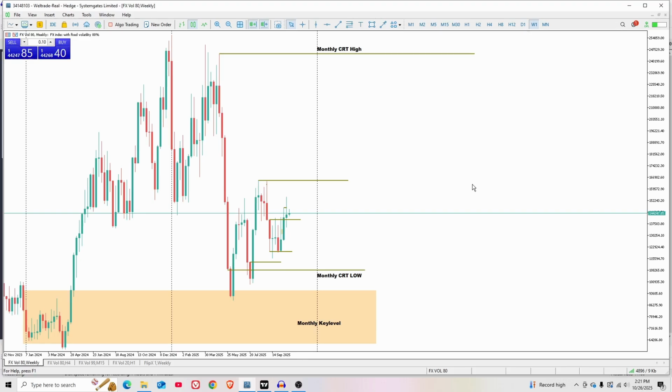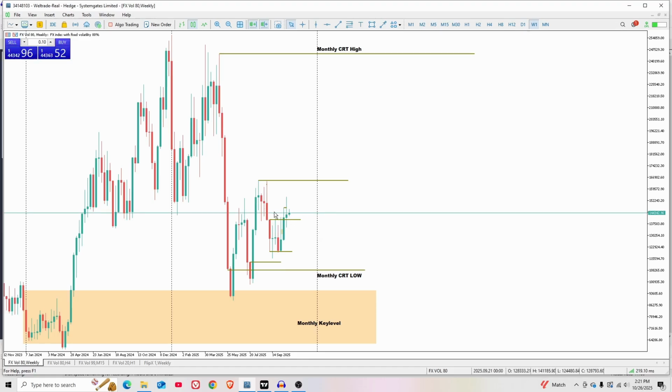What we are looking at is FX Vol 80. As usual, we are bullish. We can see that last week's candle went out and took out last week's high. We then came back and closed inside it. But then we violated that CRT high, right?